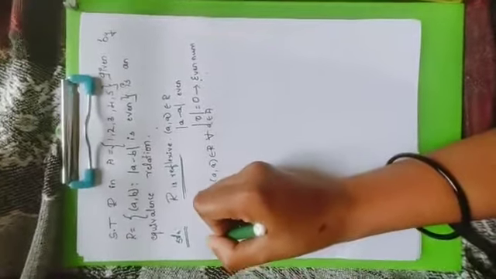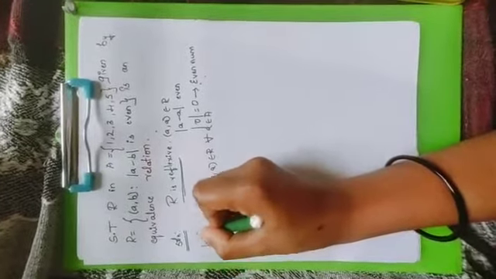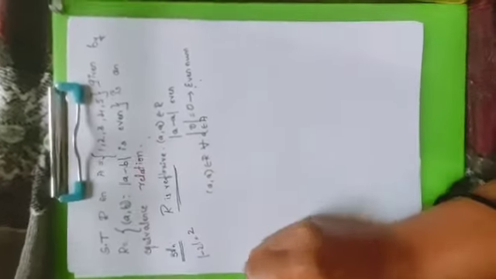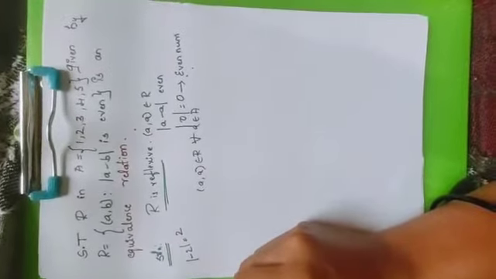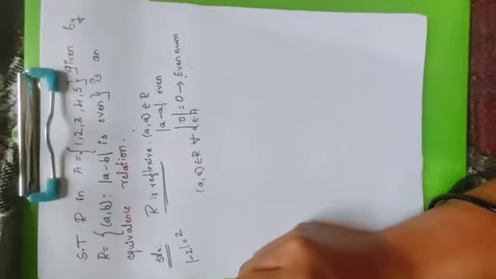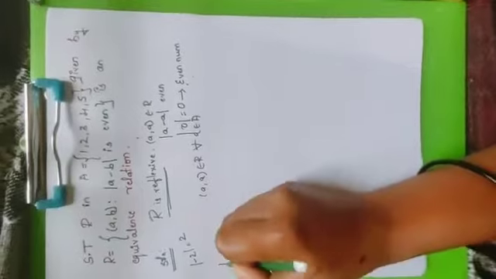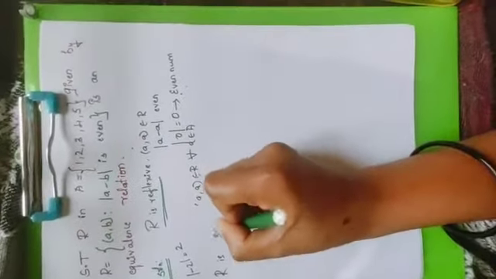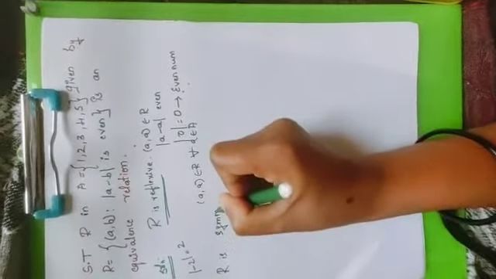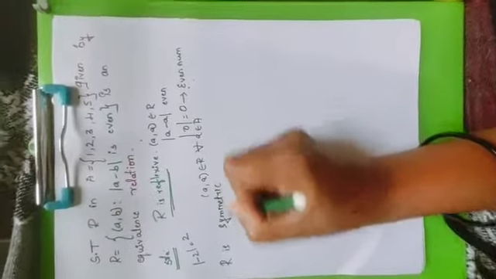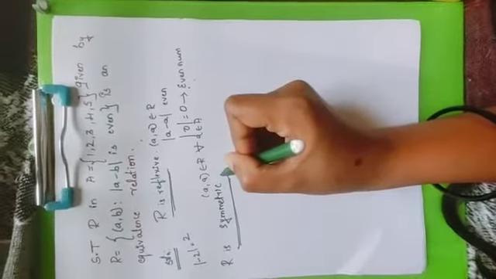I hope you remember the definition of the modulus function. Suppose you have |−2|, then it is nothing but 2, which means if you have a negative number, you write its positive part. If it is positive, you write it as it is. Now, what do we have to prove? The reflexive part is done. We have to prove that R is symmetric.